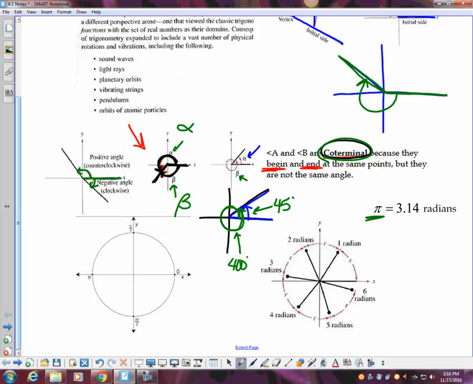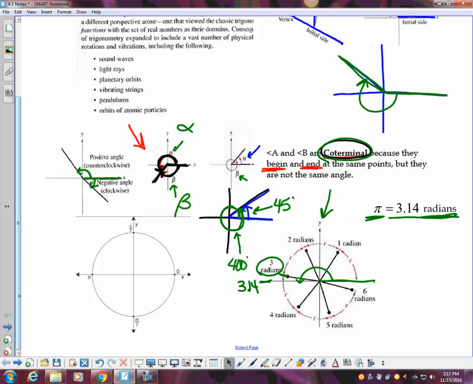Pi is not a variable. Pi is a constant. It's 3.14 and a whole bunch of other decimals. Radians is its unit of measurement. Okay, so if we look at this diagram right here, again, this is where we always start. Pi takes you all the way over. So pi is 3.14 radians. So 3 radians is going to be just shy of that.